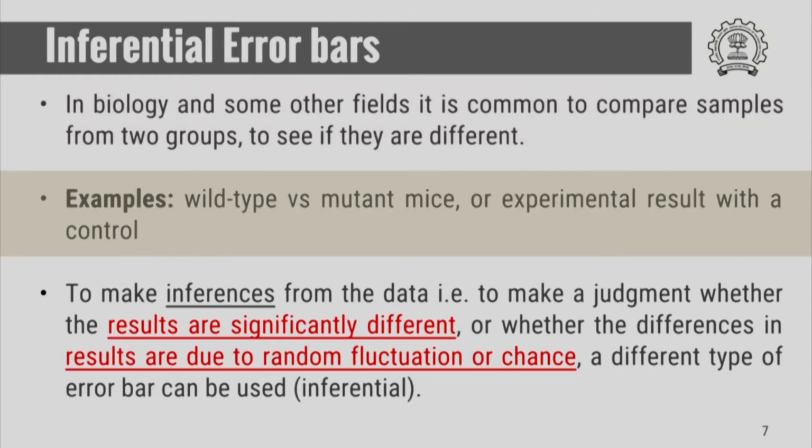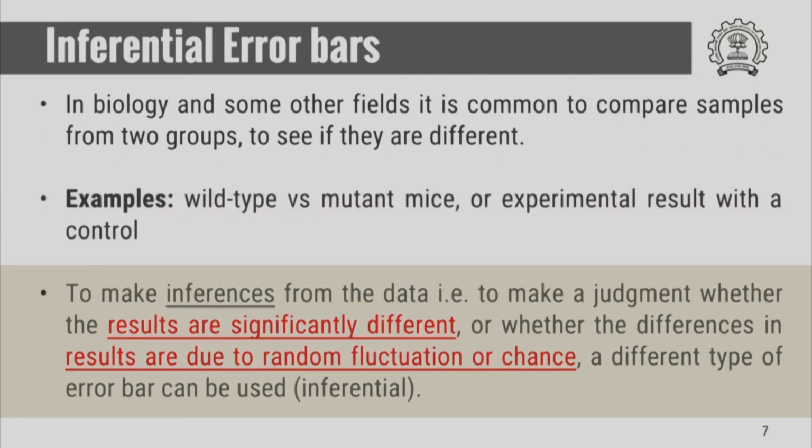For example, in biology it is very common to compare wild type and mutant mice, or an experimental result with a control. To make inferences from the data, or to make a judgment whether the results are significantly different, or whether the differences in the results are due to random fluctuations or chance, a different type of error bar can be used, and that is called inferential error bar.